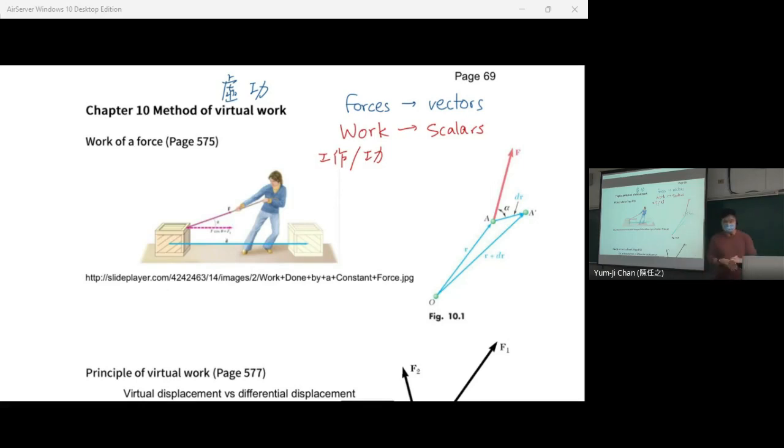Now, I think you have learned in high school how to calculate work, right? 工 W 等于什么? Okay, very good. W is equal to F times S, but here, because we want to make work a scalar, so F dot S, okay? We use scalar products here, F dot S.